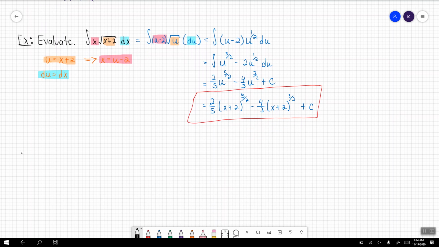Now, let's look at an example where we're going to have to use the same process, almost the same technique. However, we might have to do something slightly different. And let's see what that slightly different technique might be. So here we go.